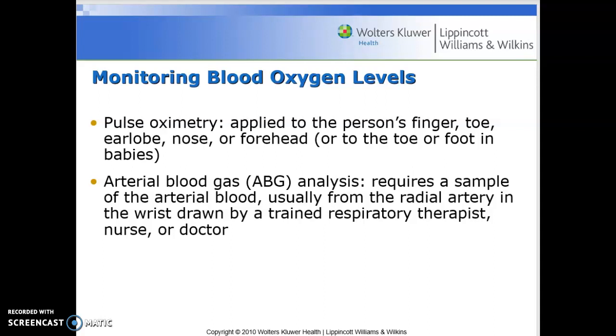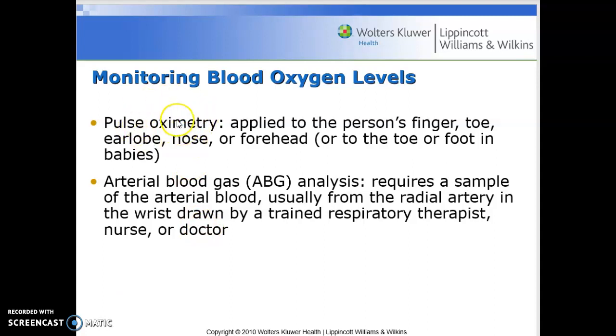ABGs are commonly known as arterial blood gases. This actually requires a sample of arterial blood. This is usually collected from the radial artery in the wrist, and it's drawn by a trained respiratory therapist, nurse, or doctor. We do arterial blood gases, which you will commonly hear referred to as ABGs. We do this on patients who have COPD or respiratory distress. This is the most accurate way to measure blood oxygen.